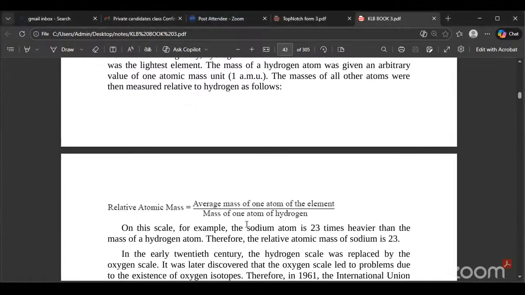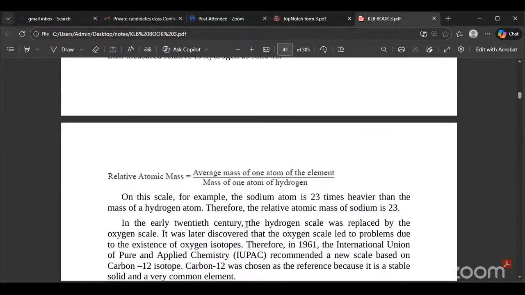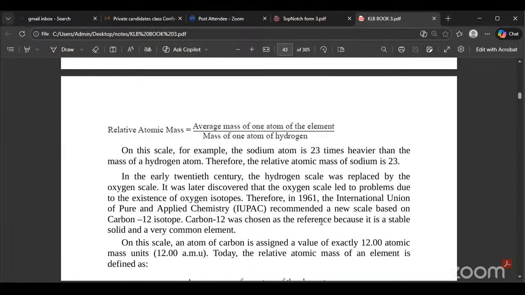So the relative atomic mass is the average mass of an element over the mass of one atom of hydrogen. So we are relating, and remember, hydrogen is equal to 1. So for example, when I say sodium is 23 times heavier than hydrogen, or we can say copper is 207 times heavier than hydrogen. That is how it was done previously, which I thought was easier. This one actually was easier to use than the one that we're using now. But it also had other issues.